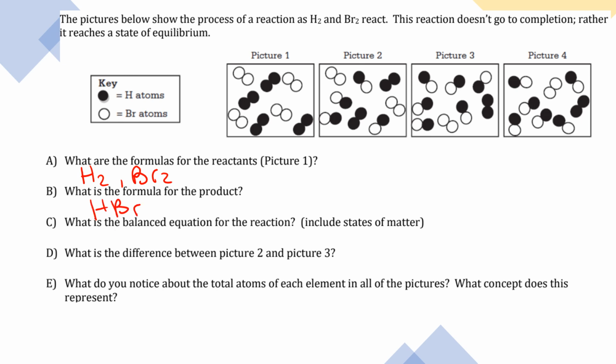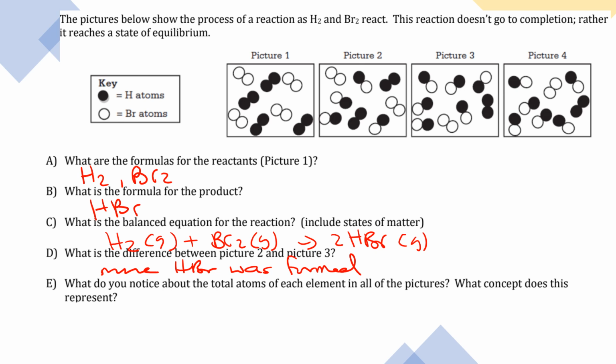What is the balanced equation? Include states of matter. So you have H2 as a gas, plus Br2 as a gas, and then it makes HBr. If you look at the products, how they're interacting, it is not a solid or liquid, so it's a gas. Make sure when you balance, you put the 2 in front of the HBr. What is the difference between picture 2 and 3? More HBr was formed.